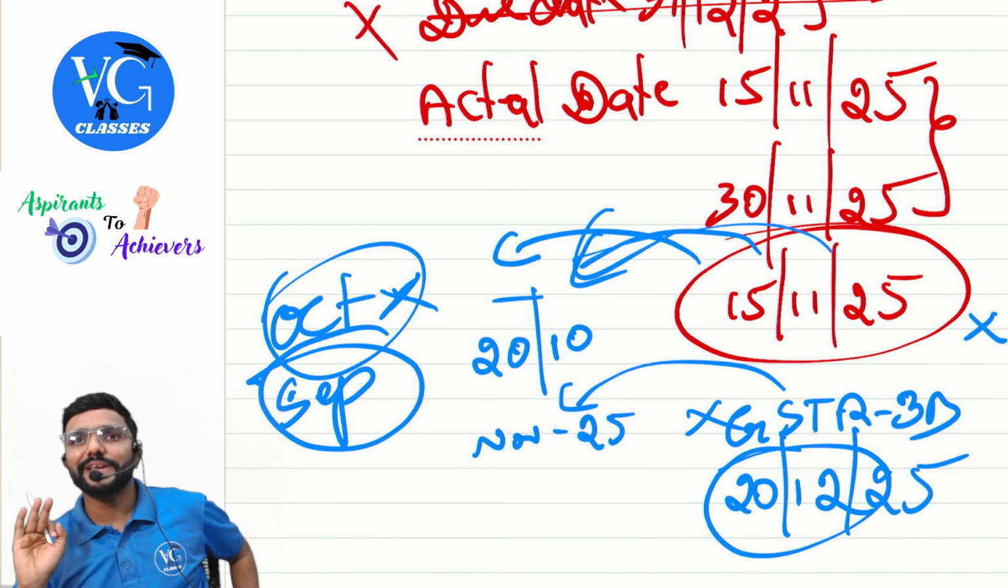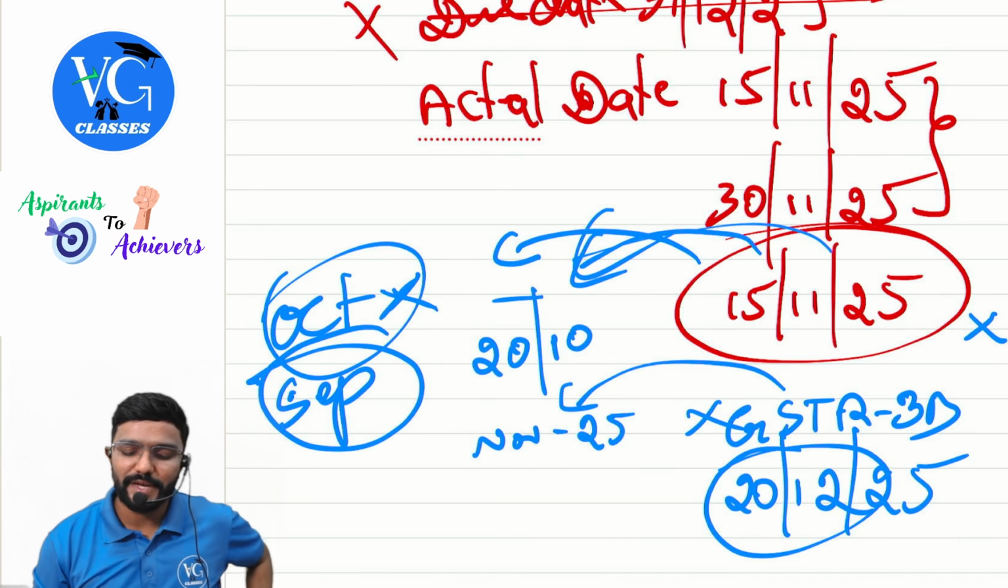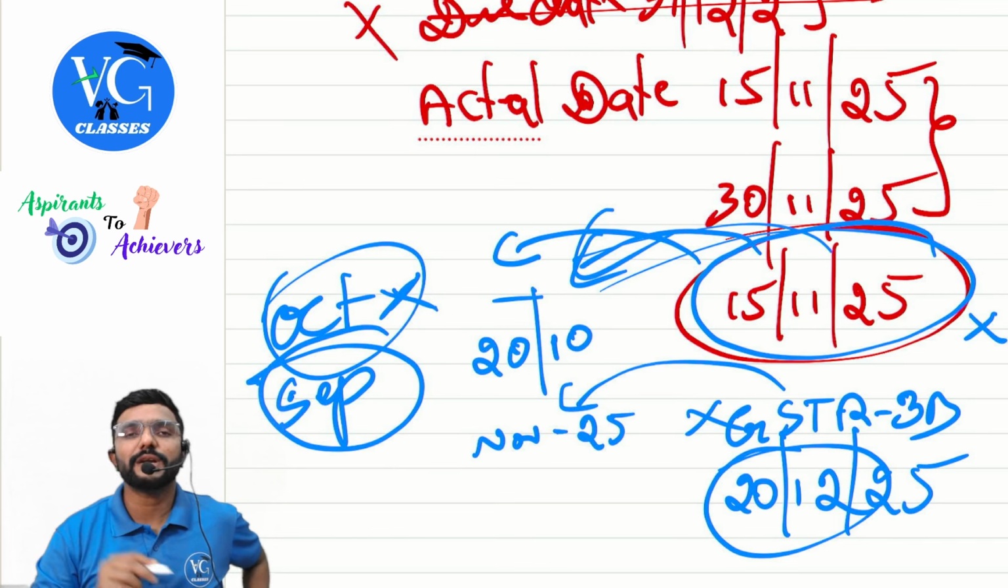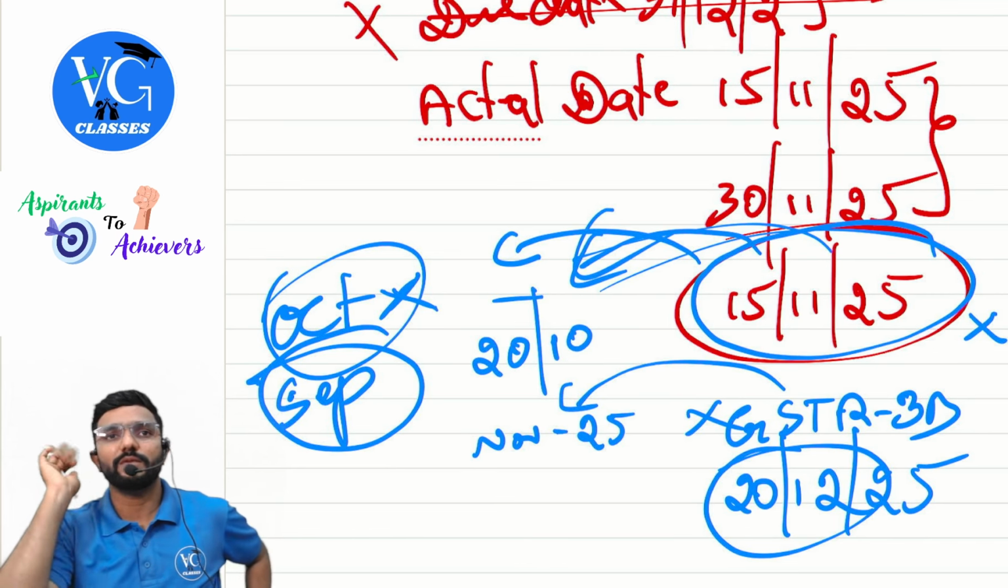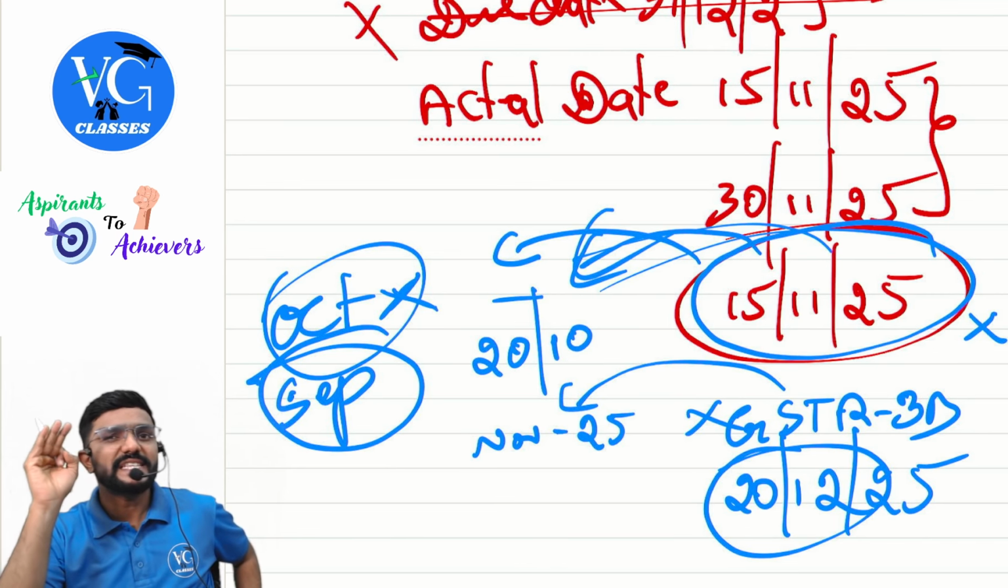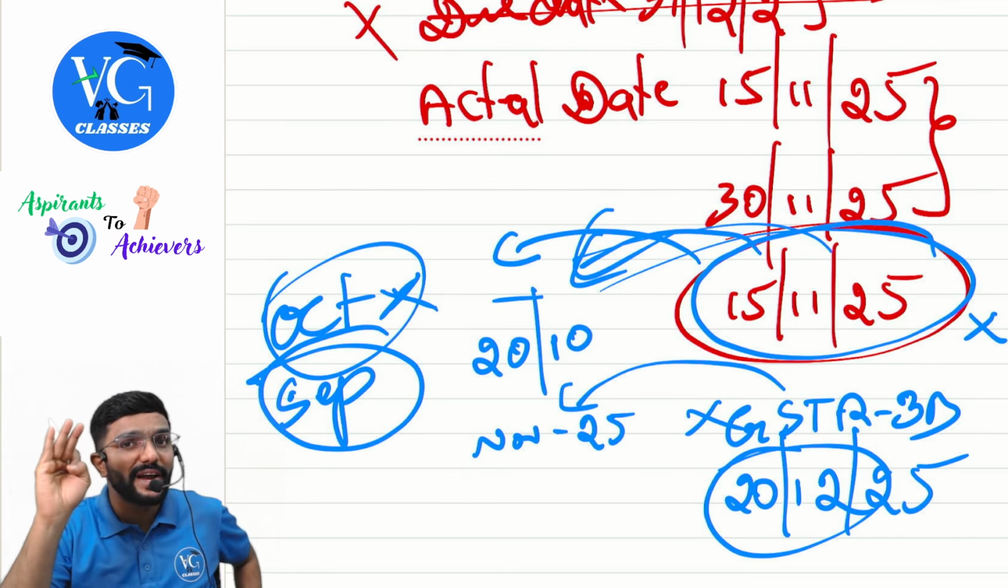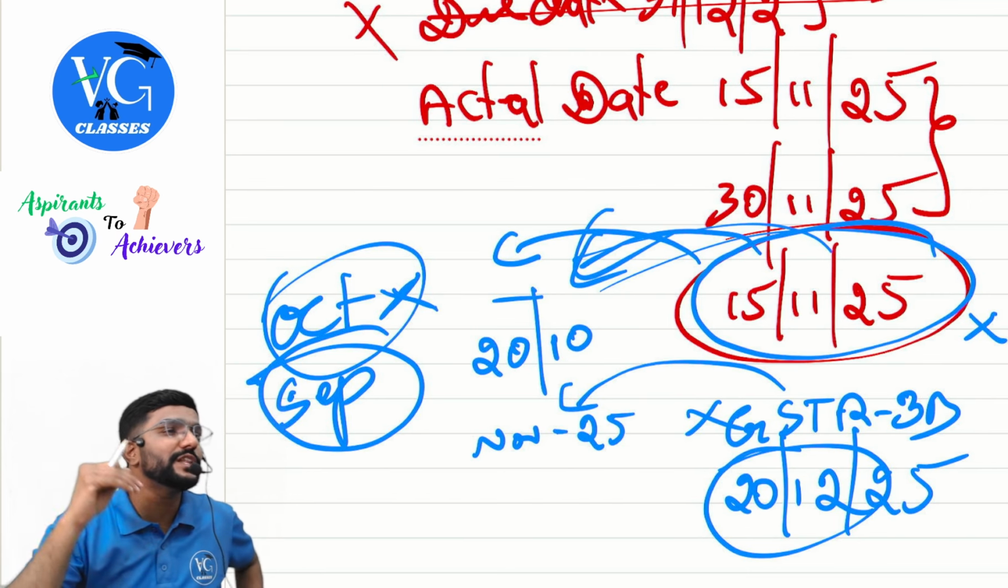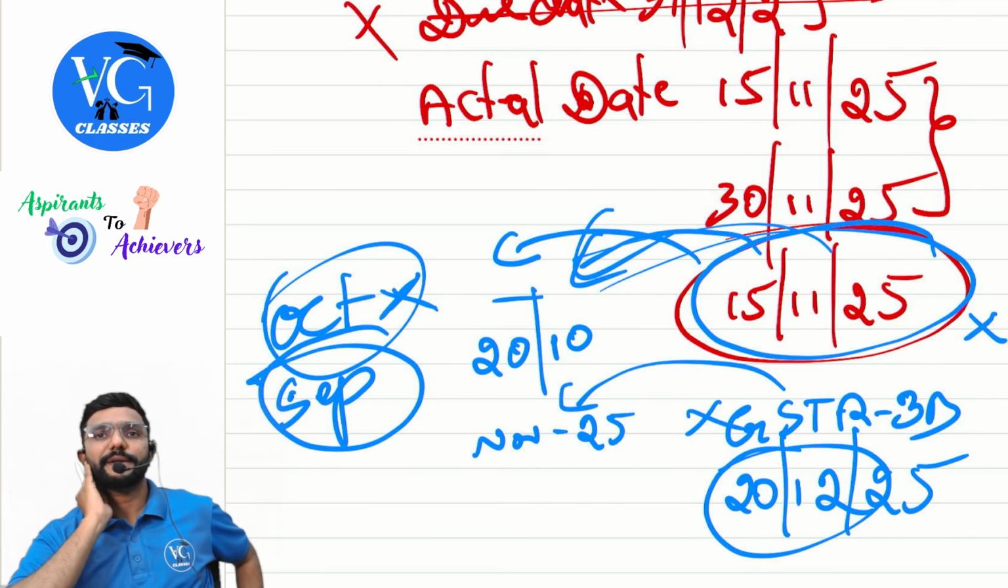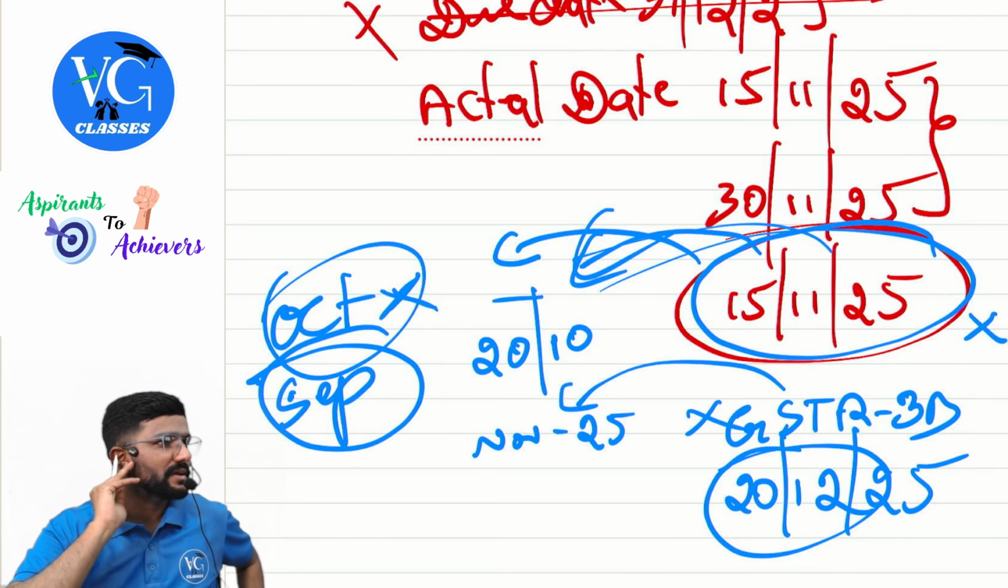Is that clear? So in simple terms, guys, as per my example, what was the deadline to claim credit? 15th November. So in any GSTR 3B which you file on or before 15th November, you can claim the credit.